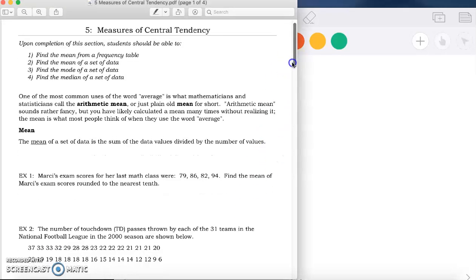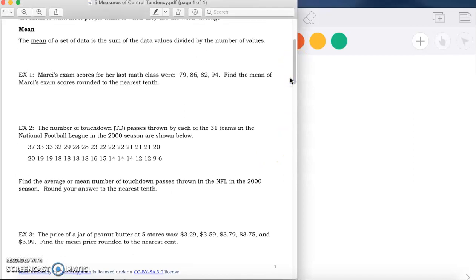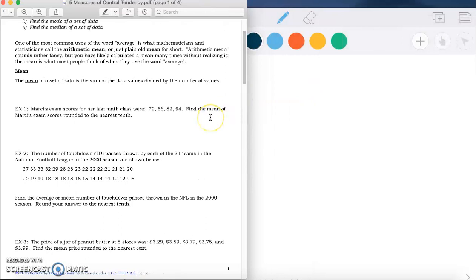Here's example 1. Marcy's exam scores for her last math class were 79, 86, 82, 94. Find the mean of Marcy's exam scores rounded to the nearest tenth. One thing you'll see at some point in your mathematical career, I hope, is there's a symbol mu for mean. So the mean you'll also see written like that. So in this case, we're going to say mean equals all the scores added up. Remember, the sum divided by the number.